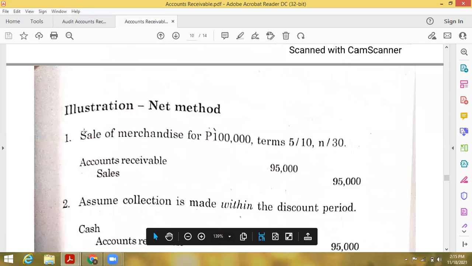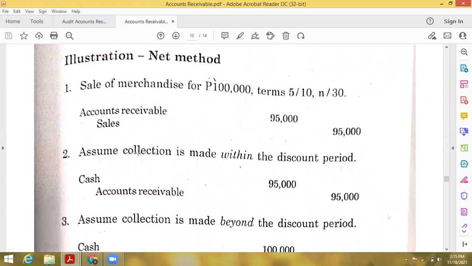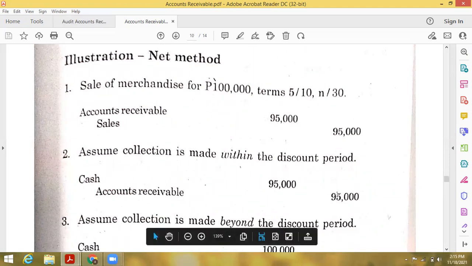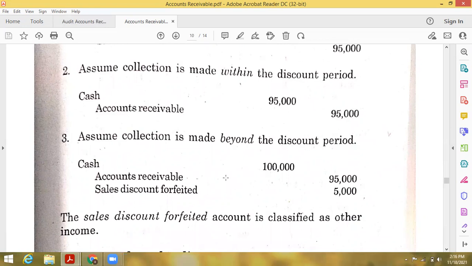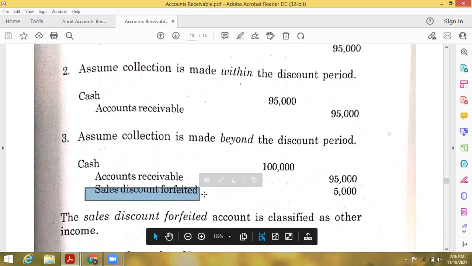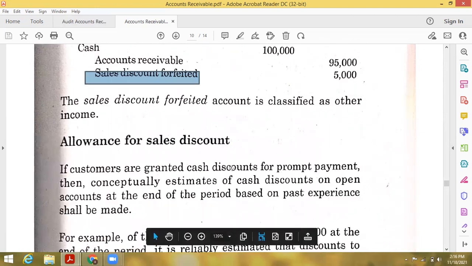Sa net method, pag nagbenta tayo ng merchandise, ayan, naka-net na. Tinanggal na agad yung discount kahit hindi pa. So, pag na-collect within the discount period, wala na tayong problema, cash AR 95. Pero pag hindi niya na-collect within discount period, so magkakaroon tayo ng another account, which is sales discount forfeited. Yung sales discount forfeited is classified as other income. Okay.